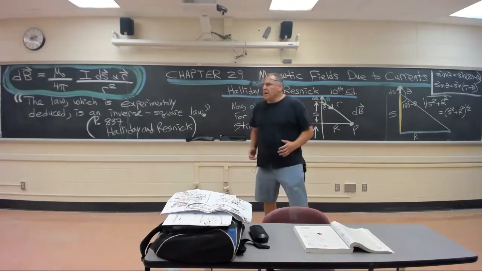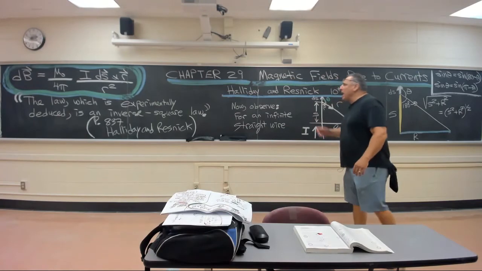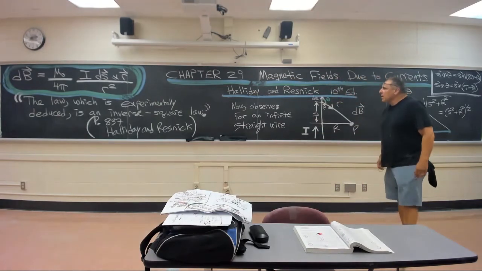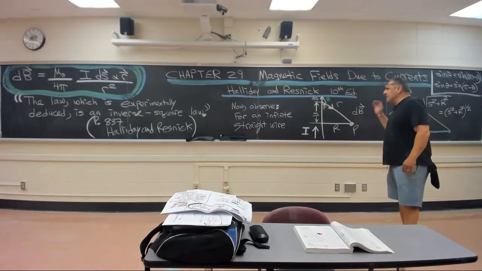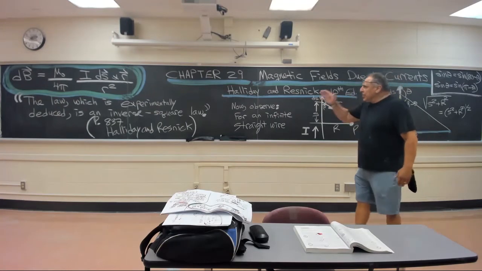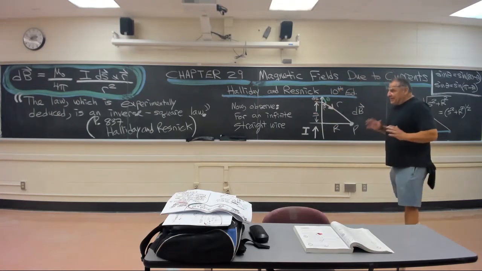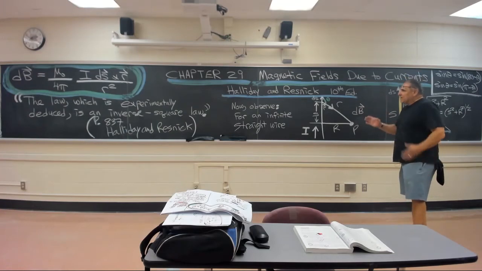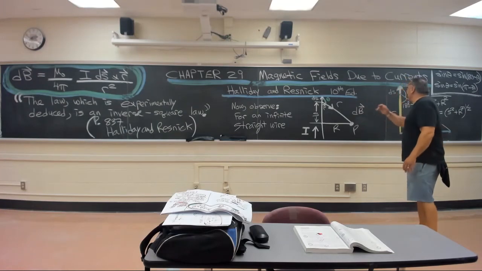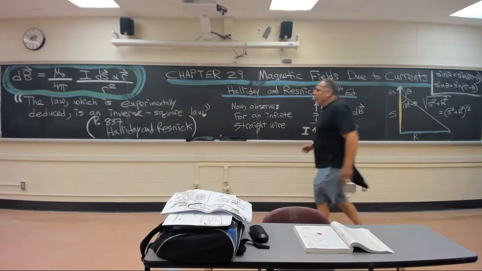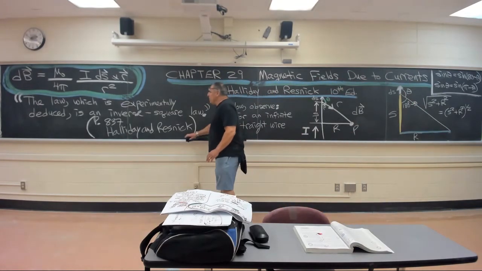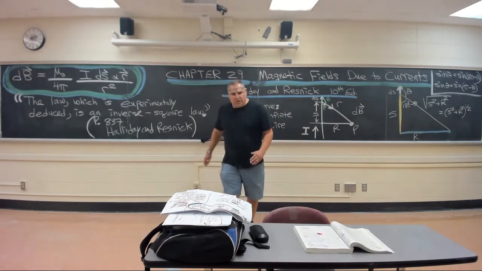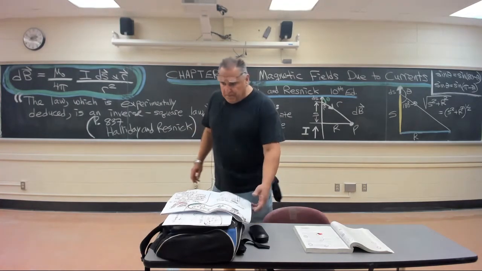Hello, everyone, again. Let's keep talking about the textbook from Halliday and Resnick, the 10th edition, chapter 29, which talks about magnetic fields due to currents. We're going to talk about the Biot-Savart law, which is very important.